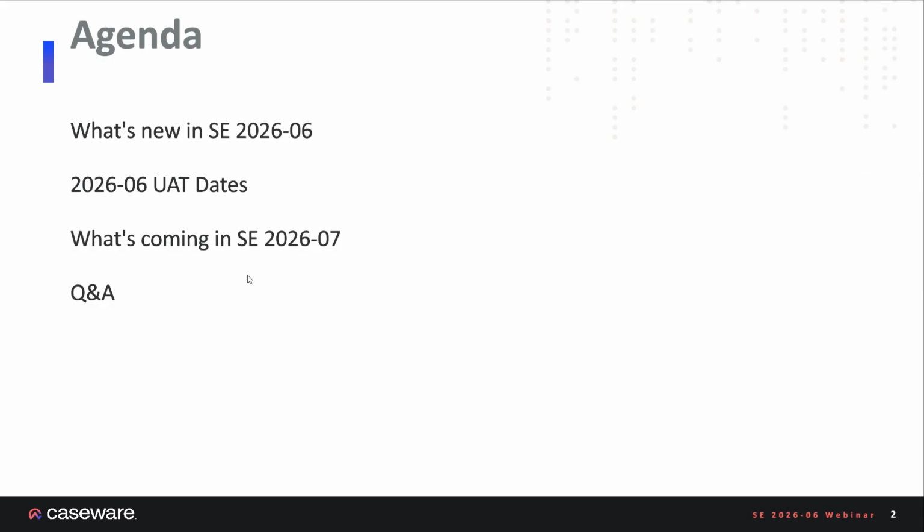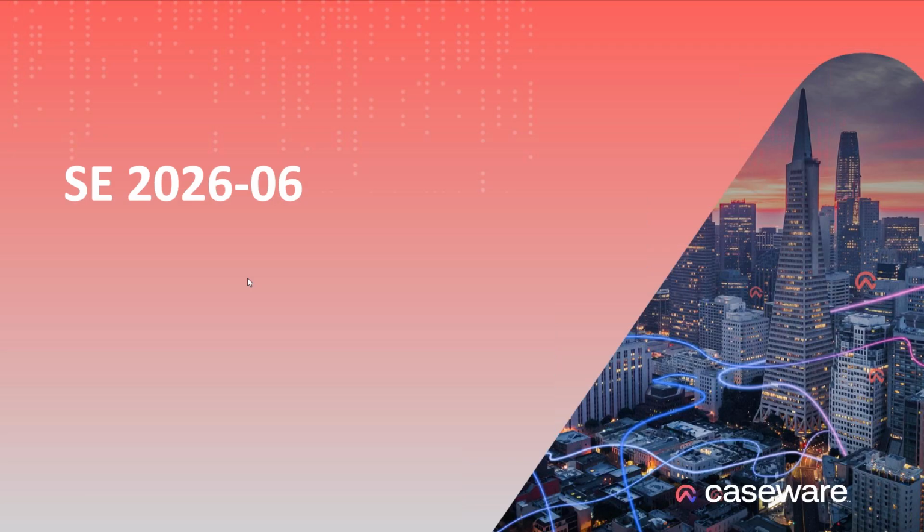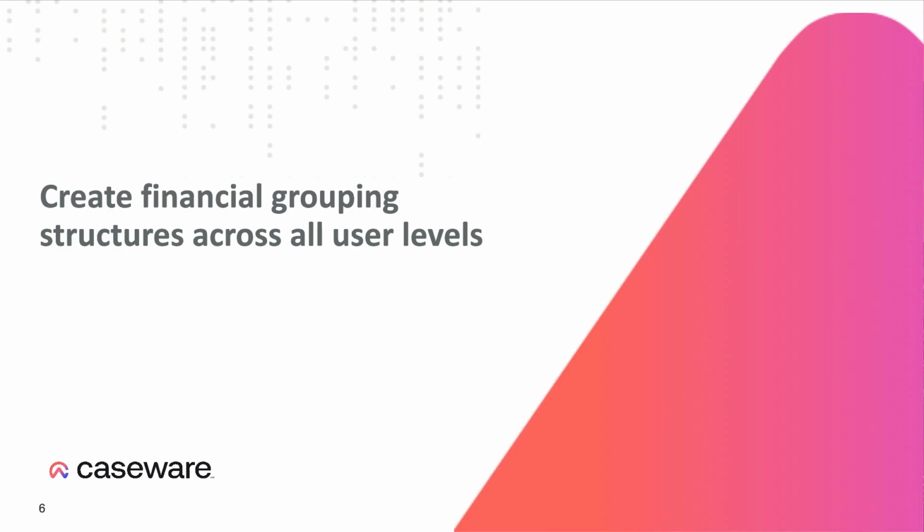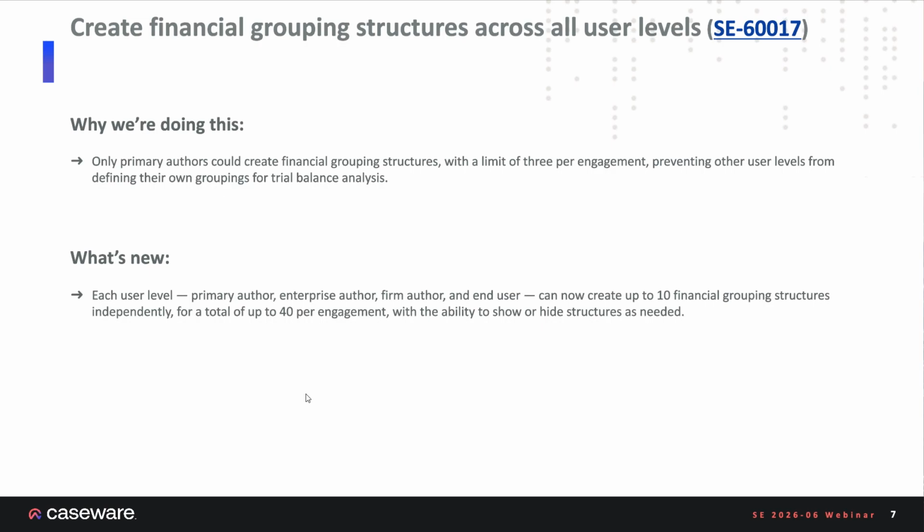Thanks, Alex. Okay, so to start off with, I'm going to take you through what the Audit squad has implemented. The first piece that we're going to be looking at will be the ability to expand on the financial grouping structures, making financial grouping structures available across all levels of authoring. So the reason we are doing this is that, as a starting point, only primary authors ever had the ability to create financial grouping structures, and it was limited to 3.